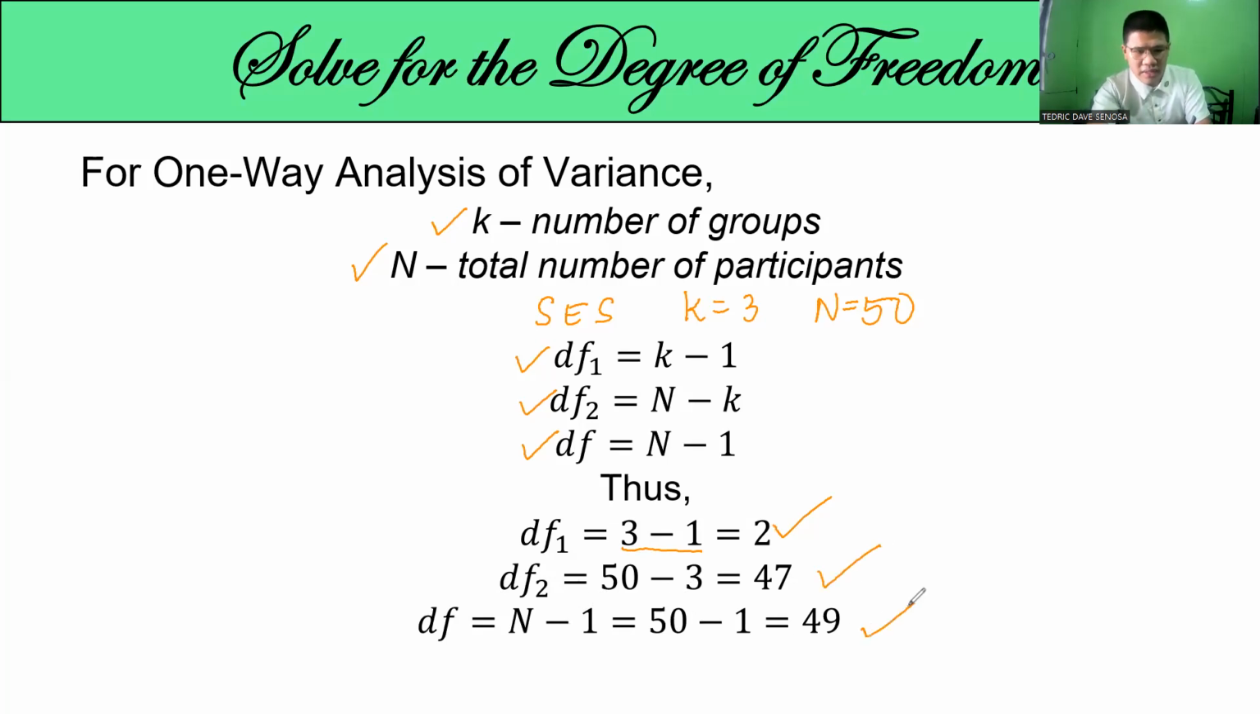50 minus 1, 49. So, substitute it in the formula given the K and N. This is only for socioeconomic status. What if it is year level?